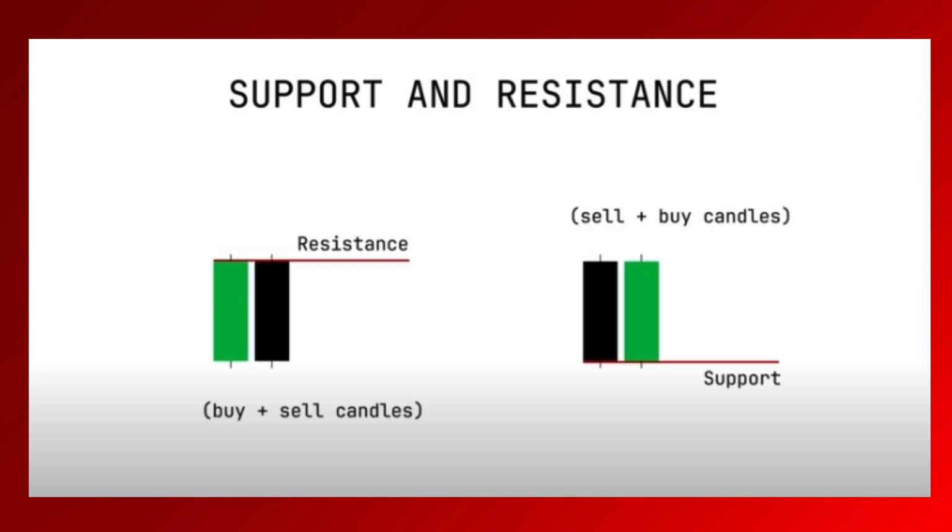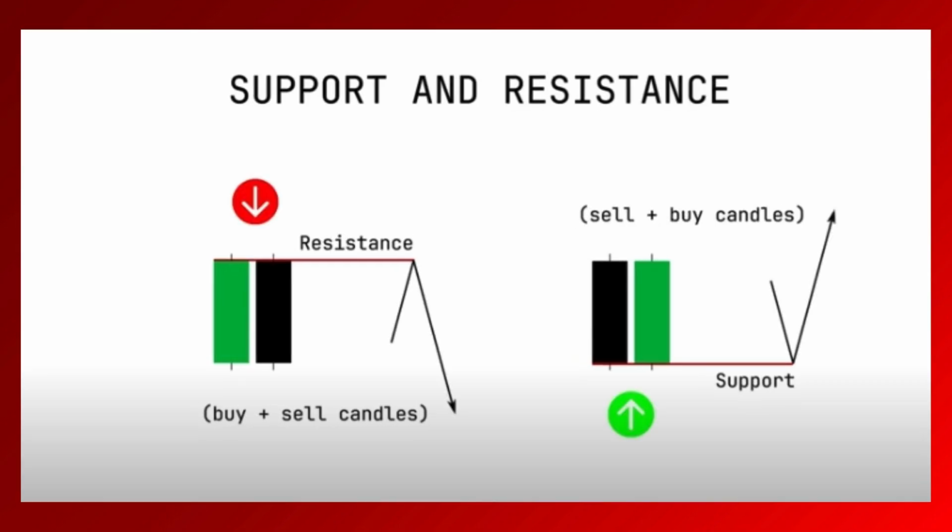4. Support and resistance integration. The images show how order blocks work in conjunction with traditional S&R. Resistance zones become areas where sell orders accumulate. Support zones become areas where buy orders accumulate. The combination of both creates higher probability setups.